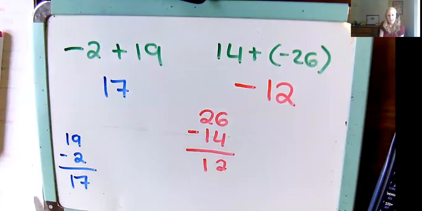Good job. Okay, so remember the 3 questions to ask yourself. What operation am I doing? Are my signs the same or are they different? Based on how you answer that question, what rule do I need to use?